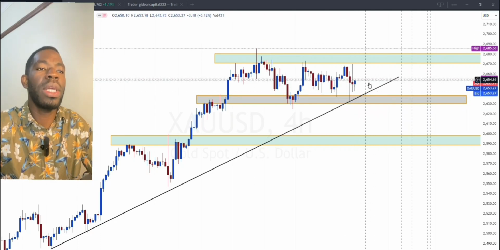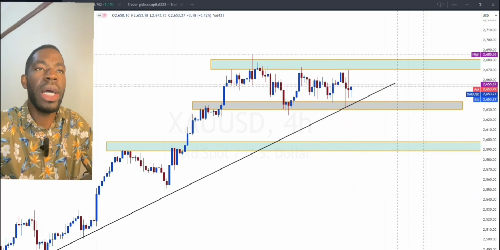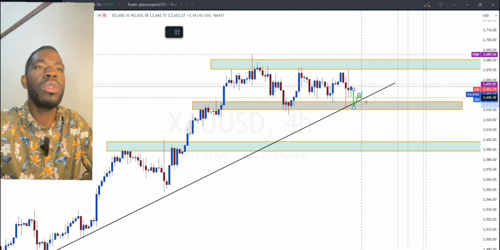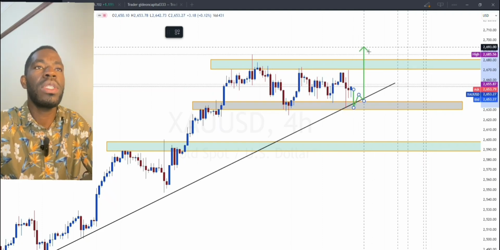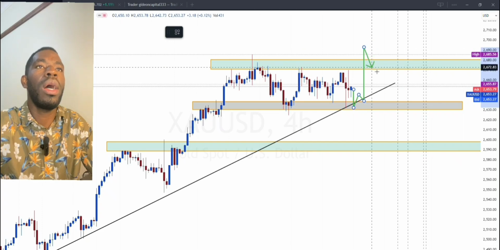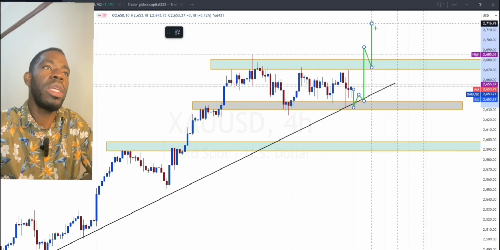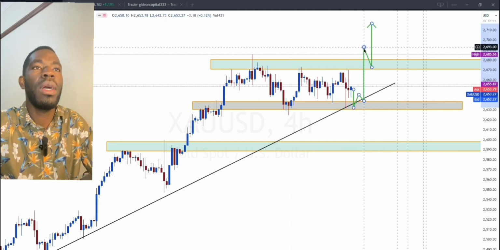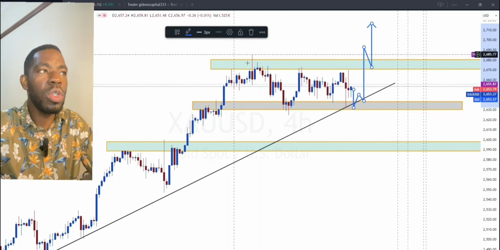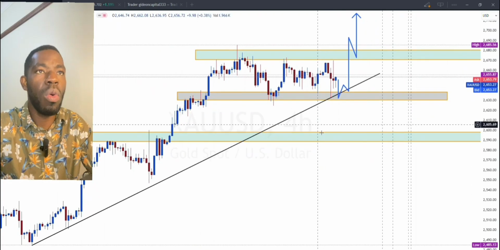We are anticipating something like this. Price may retest this support here and the trend line before going up all the way to this area. And if it breaks above these highs, consider a retest of this area before you continue buying to the upside. This is a possibility with gold, guys. Pay attention. And it's also possible for gold to break below here. Price can break below here.